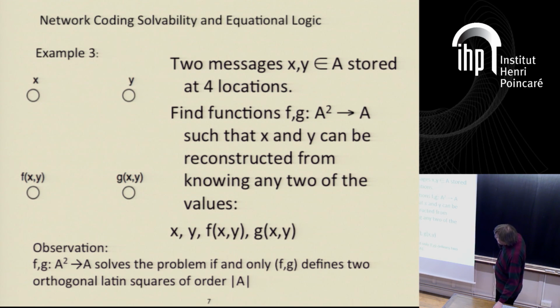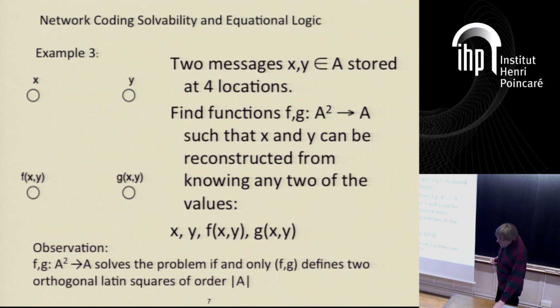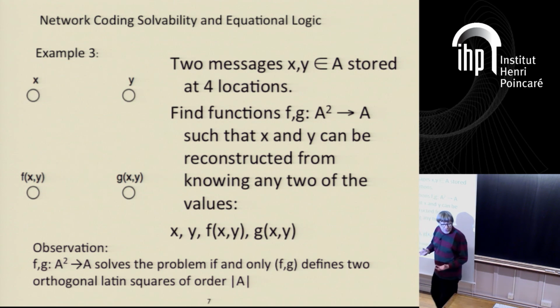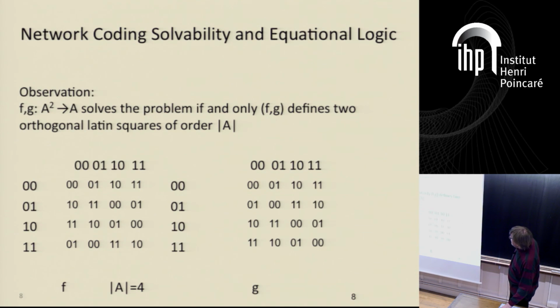Here's another example. I will just go briefly over it, but this is also a very classic example. You have two messages, x and y, and you want to store them in 4 locations, and you want to make sure that every time you contact or visit 2 nodes, you should be able to recover the messages x and y. It's completely well known and easy to see that if f and g define 2 orthogonal Latin squares, that's exactly the requirement for this coding problem. And here is an example of how it could be solved.